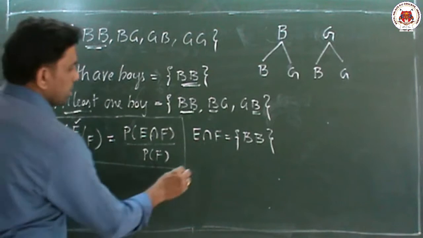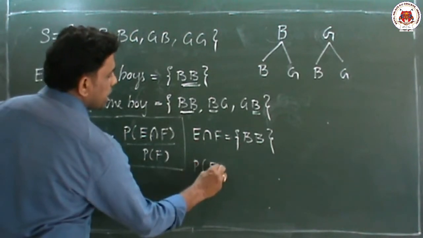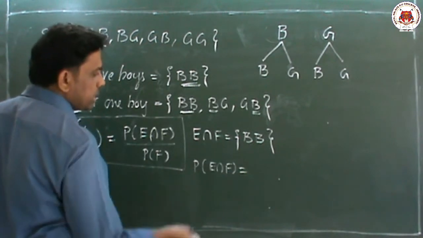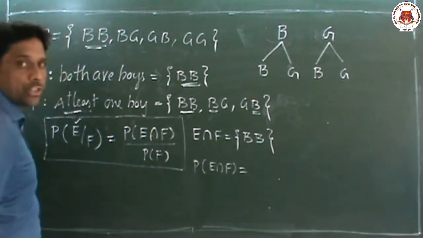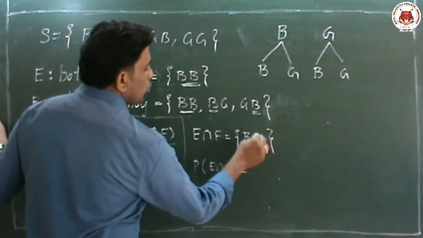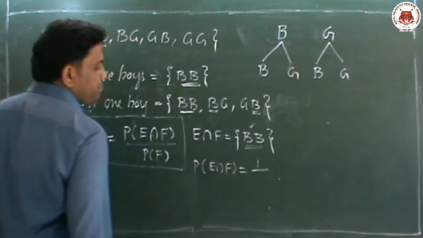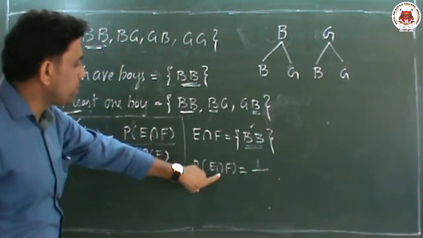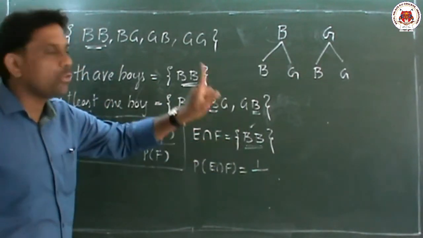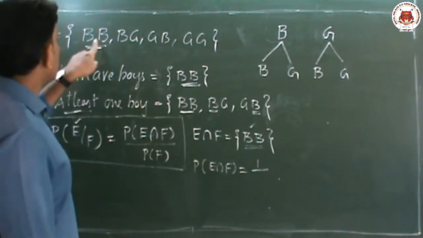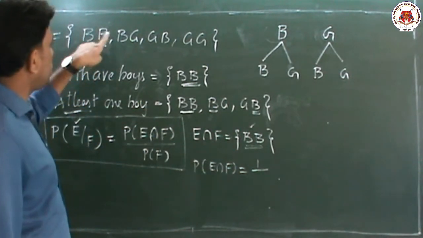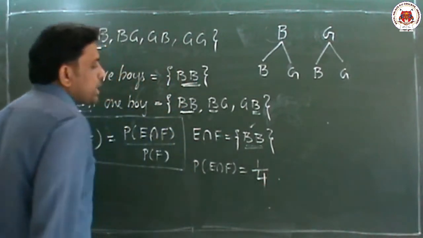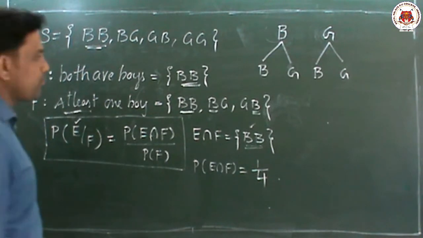But I want P, the probability of E intersection F. So the probability of E intersection F is the number of elements in E intersection F, over the total number of elements, the sample space. How many elements are there in E intersection F? Only one element. But total elements, how many are there? 1, 2, 3, 4. So P of E intersection F means 1 by 4.